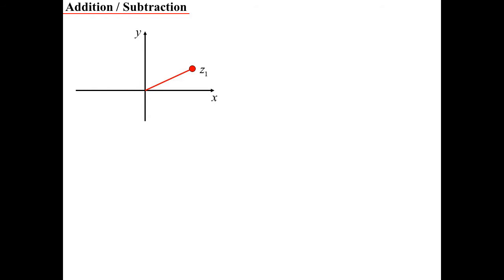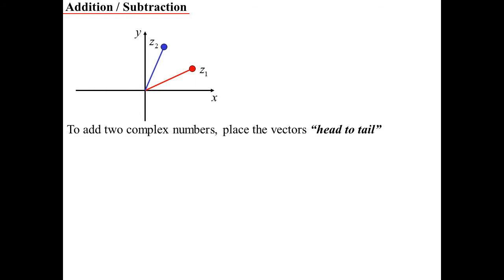So there's Z1, there's Z2. We know that if we add them, we put them head to tail. So there's the blue one there, and the green vector is Z1 plus Z2. And you can do it in any order. I could have gone the red one plus the blue one, or the blue one plus the red one. We still end up in the same spot.